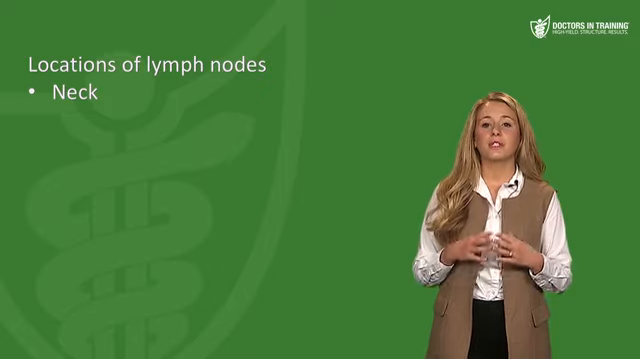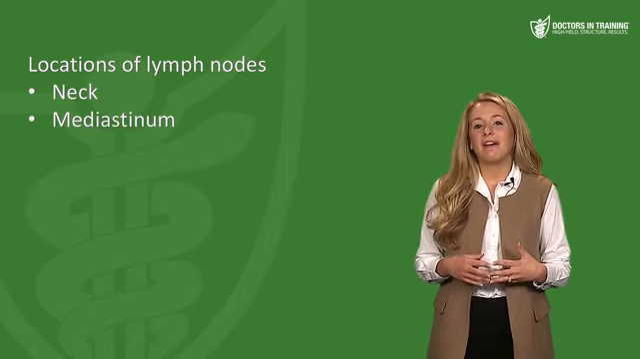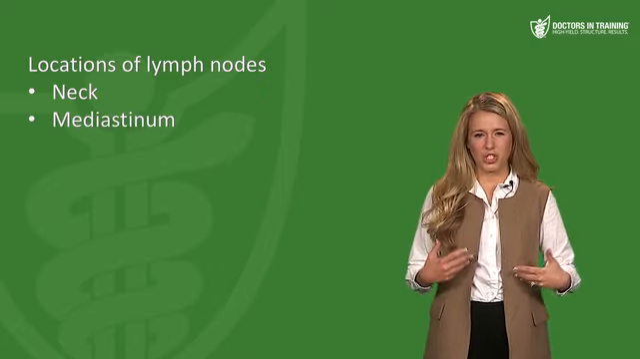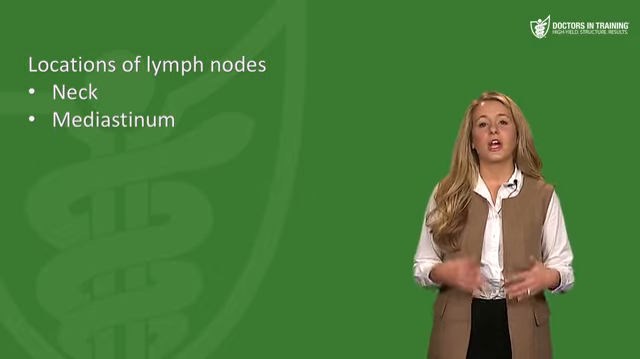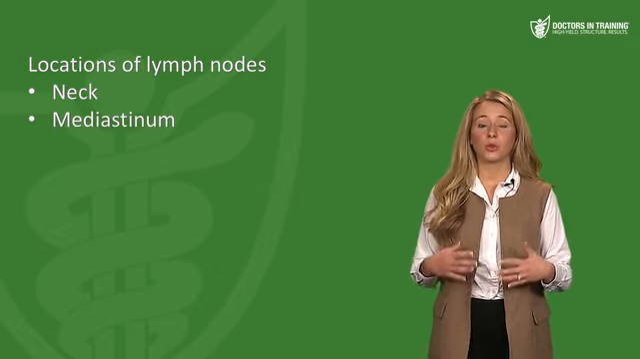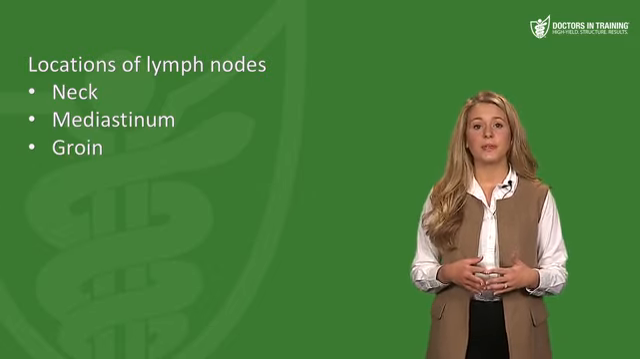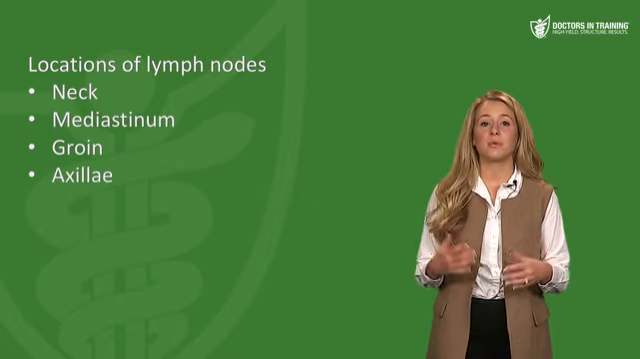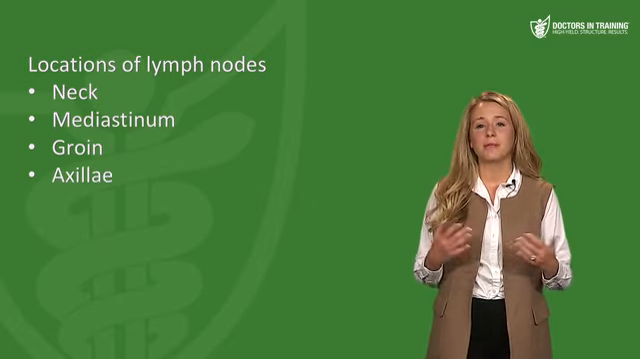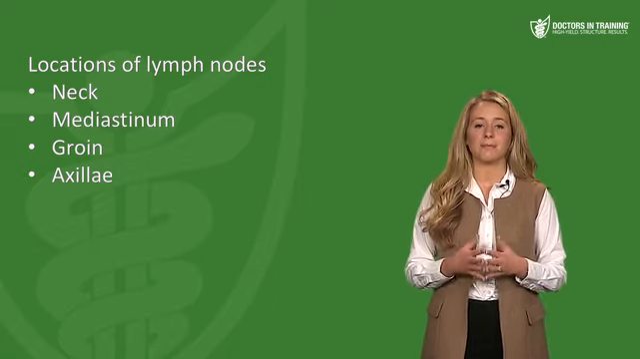There are also lymph nodes clustered in the mediastinum, because obviously things get into the lower respiratory tract and the lungs. There are inguinal lymph nodes clustered around the groin, because it's close to the genitals. And there are lymph nodes in the axilla, which drain the breast, because the nipple is a potential entry point for pathogens.